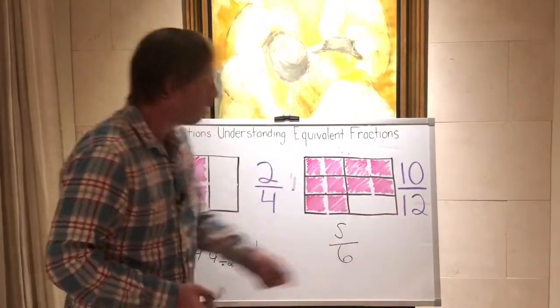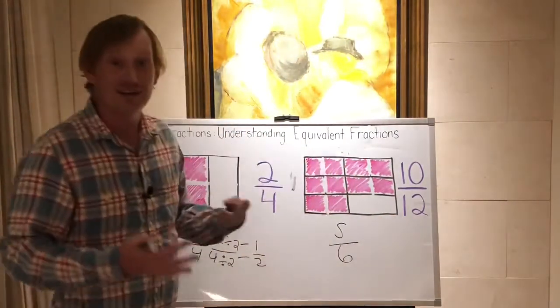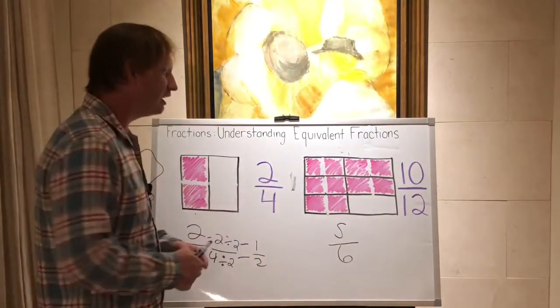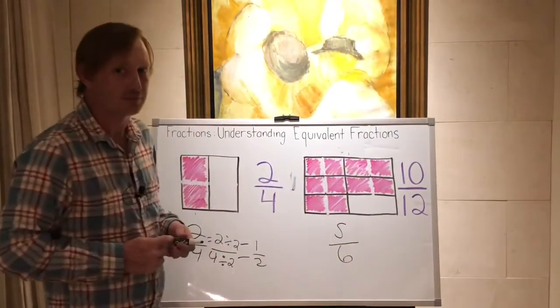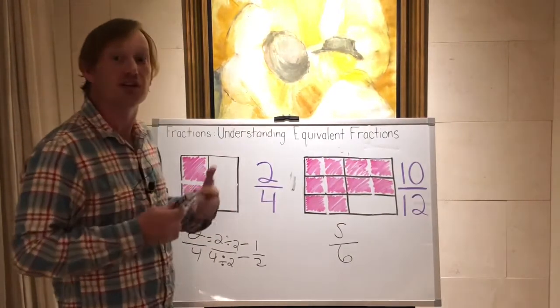These are equivalent. Our picture never changed in size, and the amount shaded in never changed. All that changed was our total units. But how would we do this the mathematical way? How would we do this using division?